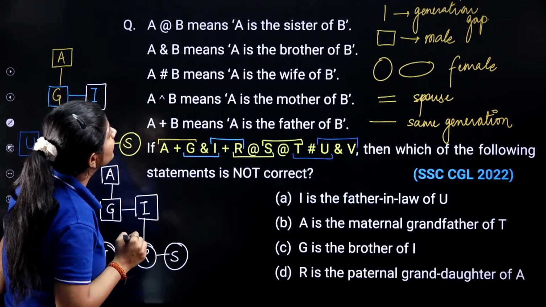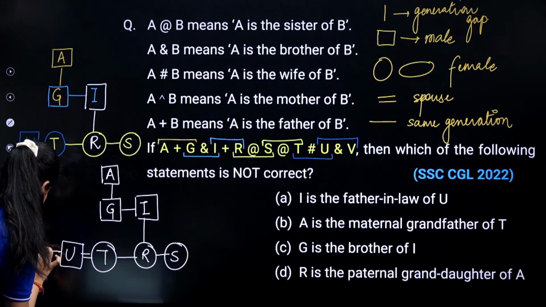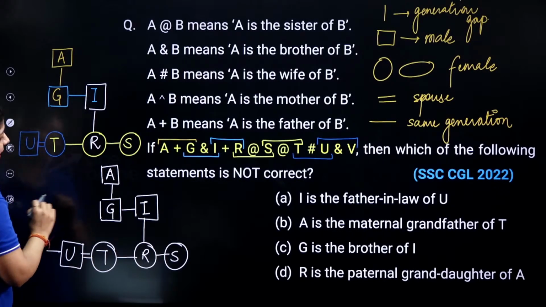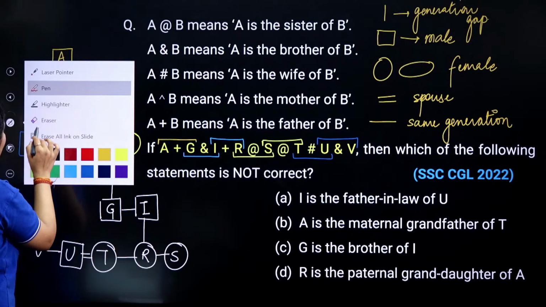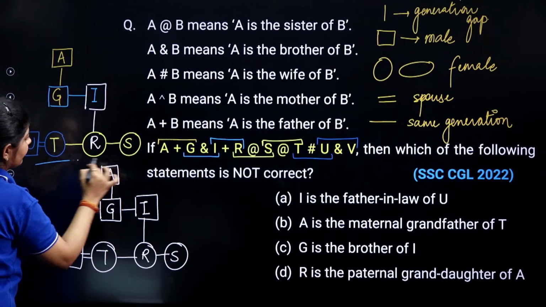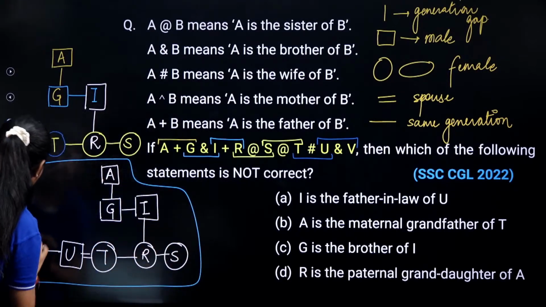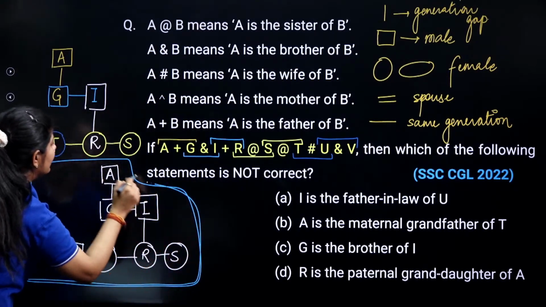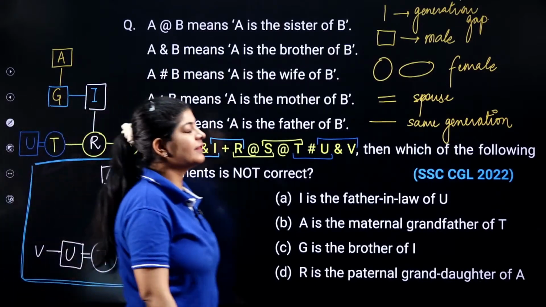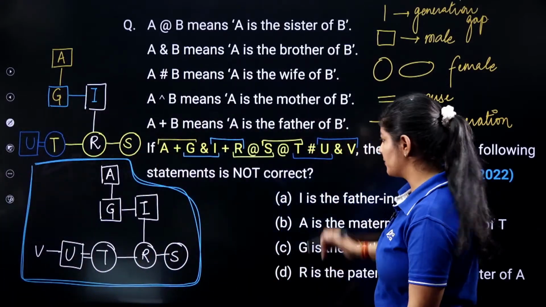U is a brother of V. Okay. So basically this is our family tree. This one is our family tree, complete family tree. Right? This is our complete family tree. Now on the basis of this, we need to check a few options.